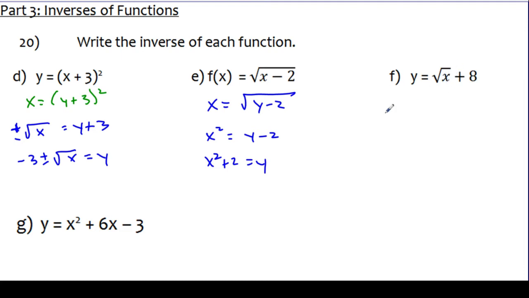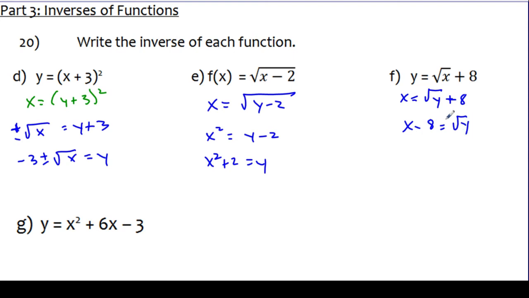I can't square. Well, let's do switch first. I'm going to say x equals the square root of y plus 8. Okay. I can't square the y, the square root, to get rid of it until I move this 8 over. So in this case, I have to say x minus 8 equals the square root of y. And here's where you've got to be careful.